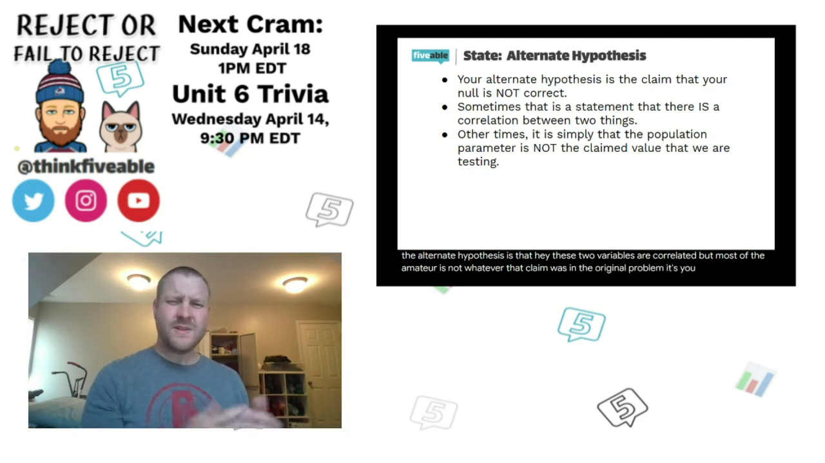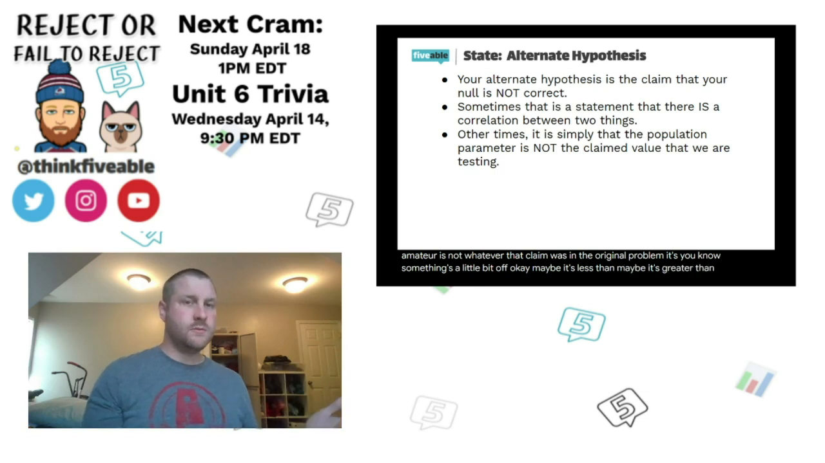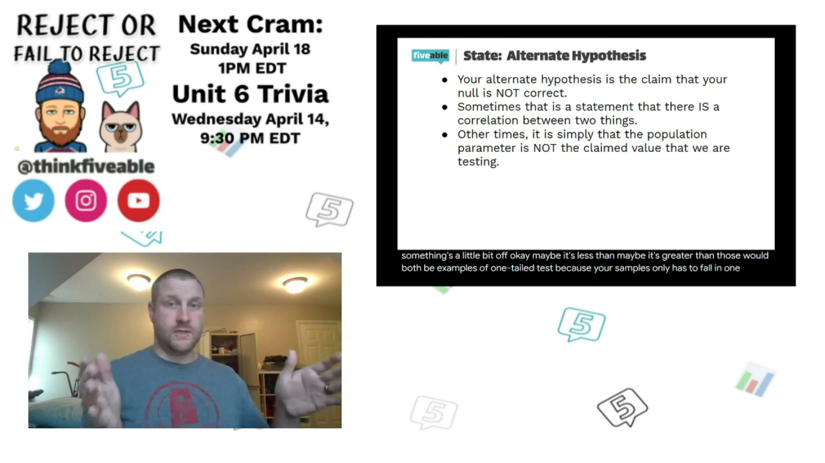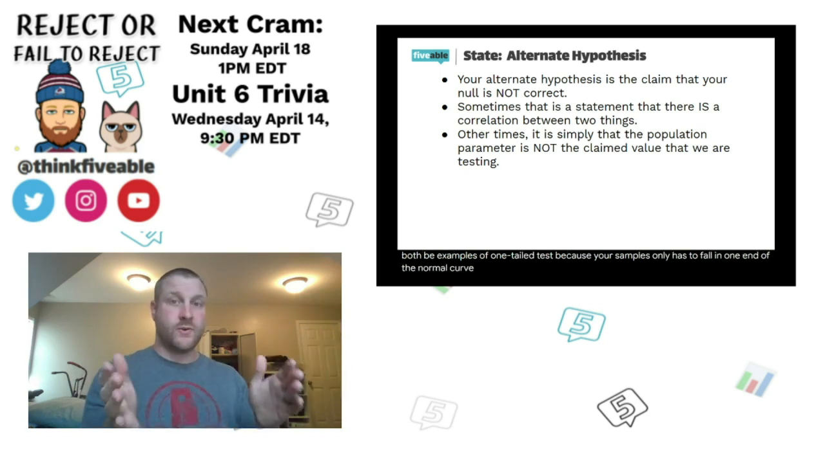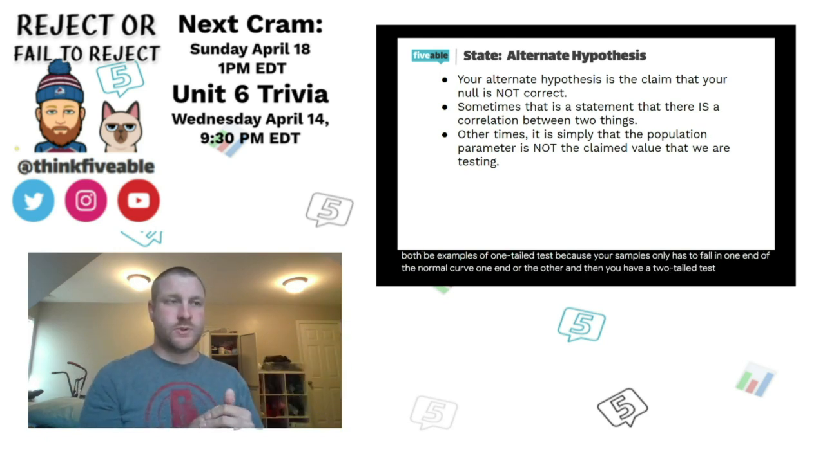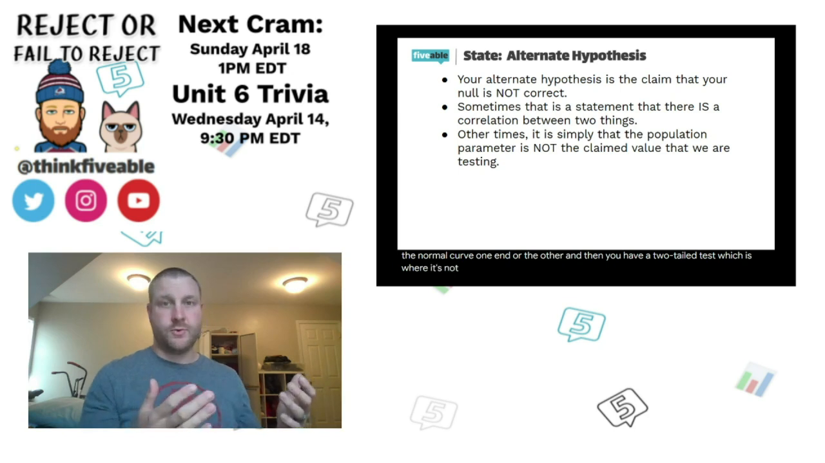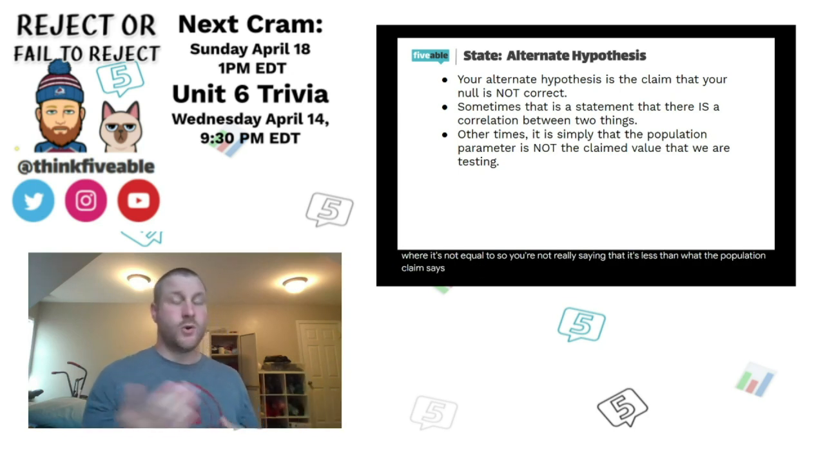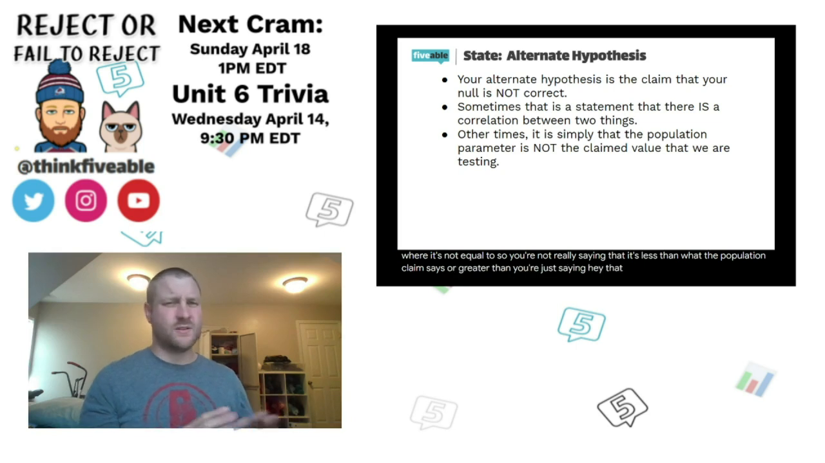It's, you know, something's a little bit off. Okay, maybe it's less than, maybe it's greater than. Those would both be examples of one-tailed tests because your sample only has to fall in one end of the normal curve, one end or the other. And then you have a two-tailed test, which is where it's not equal to. So you're not really saying that it's less than what the population claim says or greater than. You're just saying, hey, that population claim is not right. Something is wrong there.